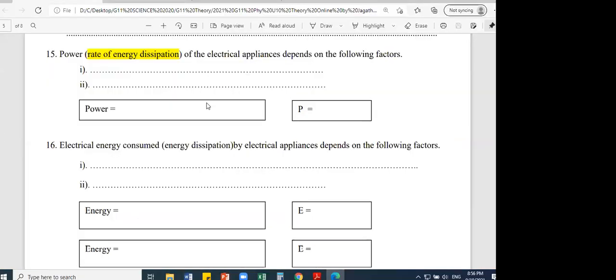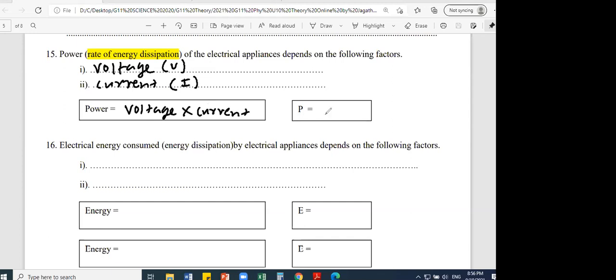I told you power of an electrical appliance depends on two factors, or the rate of energy dissipation, how fast it consumes or utilizes energy, depends on what? Number 1, voltage, within bracket V, and second one, current, that is capital I, the symbol. Therefore, power equals voltage times current. Symbol equation: P equals VI.